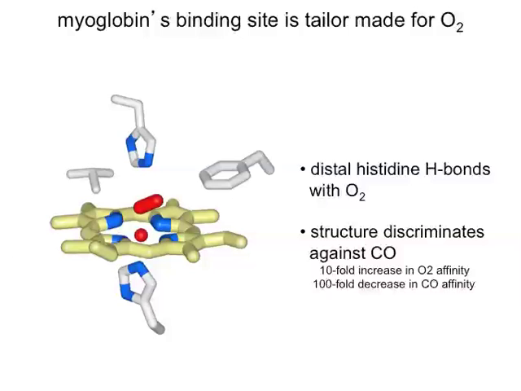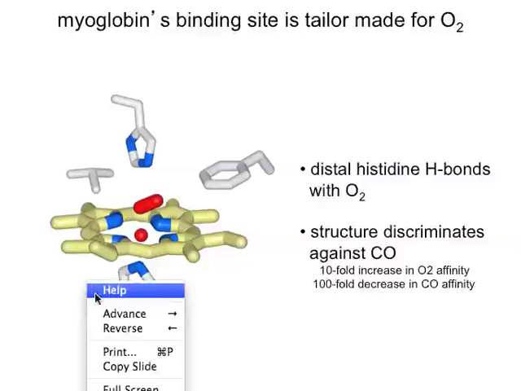So I say here that myoglobin's binding site is tailor-made for oxygen. Well, that's a little bit of an oversimplification. But what we can clearly see here is that here's the oxygen. One end is interacting with the iron. One end is interacting with histidine. How's that work? Well, you say, Gillespie, they aren't pointing at each other. Well, let's see if we can.